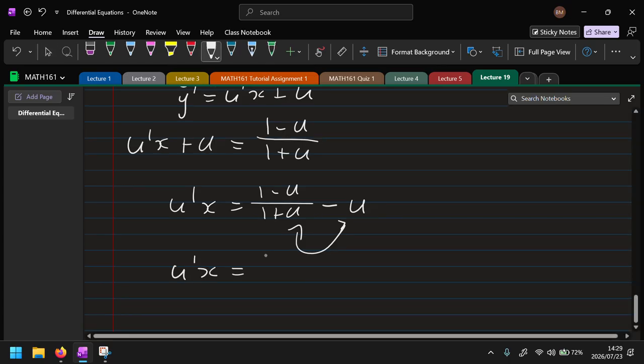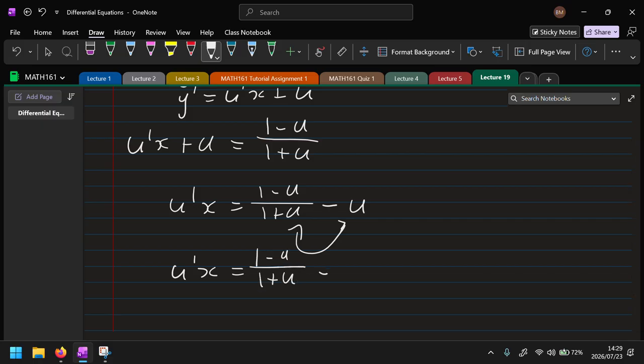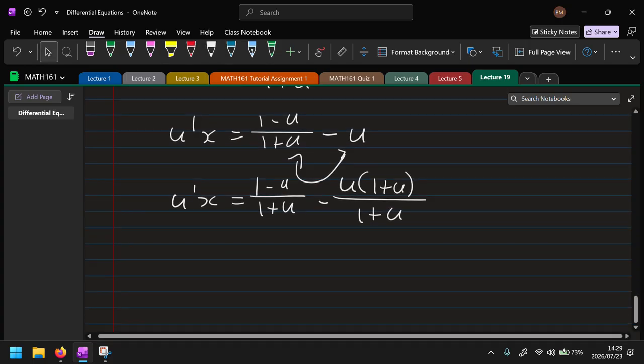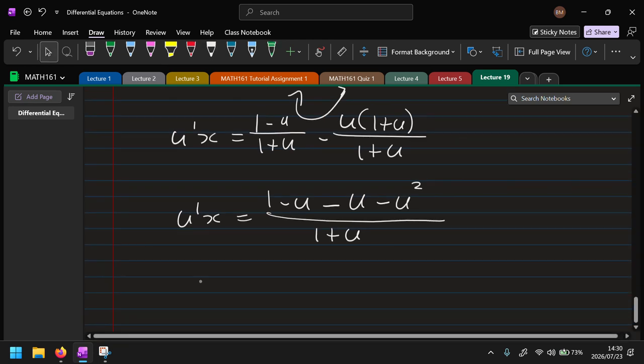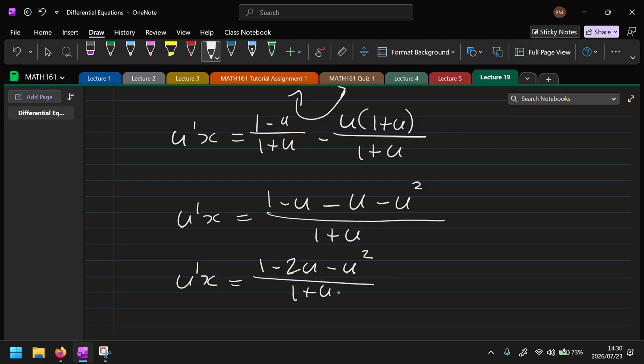So we have u prime x is equal to 1 minus u over 1 plus u minus u. We want to combine it, so let's make it have the same denominator. Okay. So it'll be something like that. Now we can put these together. So we have 1 minus u minus u and then minus u squared, all over 1 plus u. Okay. So we're just combining everything into a single fraction. So we get u prime x is 1 minus 2u minus u squared over 1 plus u.